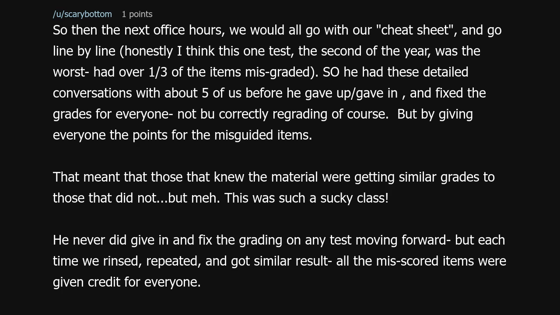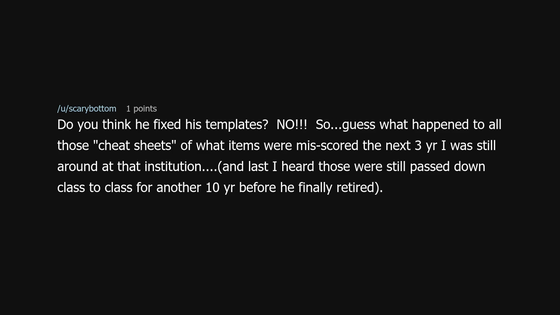He never did give in and fix the grading on any test moving forward, but each time we rinsed, repeated, and got similar results. All the mis-scored items were given credit for everyone. Do you think he fixed his templates? No. So, guess what happened to all those cheat sheets of what items were mis-scored the next 3 years? I was still around at that institution. And last I heard, those were still passed down class to class for another 10 years before he finally retired.